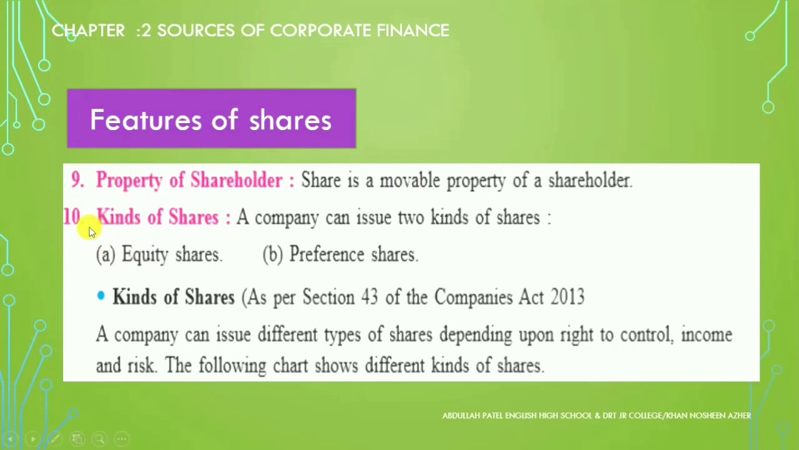The last one, kinds of shares. A company can issue two kinds of shares. The first one is equity share and the second one is preference share, which we have already discussed in the flow chart. We will study shares in the next slide, equity shares and preference shares. A company can issue different types of shares depending upon right to control, income and risk, and the following charts show the different kinds of shares.